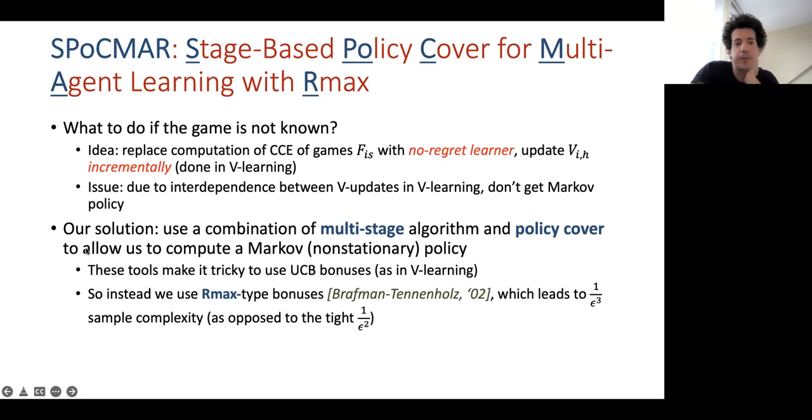So what we do, the elements of our solution, is we keep a policy cover of policies that are dedicated to reach different states at different points in the horizon. And we give optimistic bonuses to states that we haven't seen a lot, to encourage the algorithm to get there. But if in the process of our learning we stop seeing new states, we just stop and output the policy that we computed in the most recent round of interaction. So this is roughly speaking what we do.